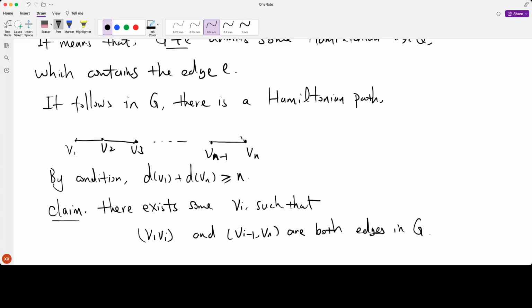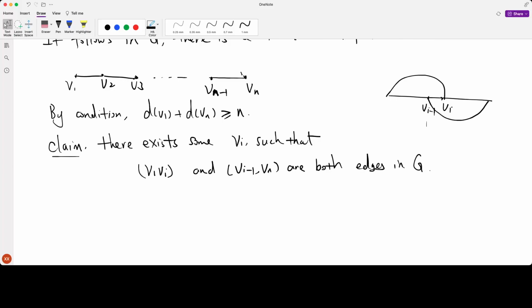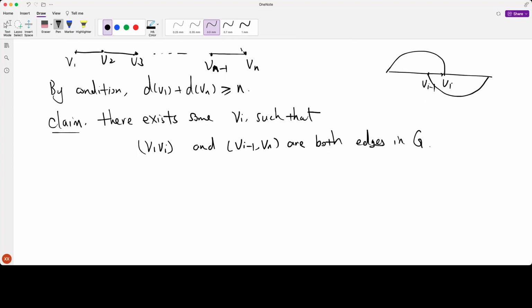in G. So what happens is that my claim is that, okay, this is my path, and there is a vi here, and for example, this is a vi minus 1, and then this is an edge in G, and this is also an edge in G. This is my claim. So let's see how the claim already implies our theorem. So let's see, claim implies theorem. So where is the Hamiltonian cycle?